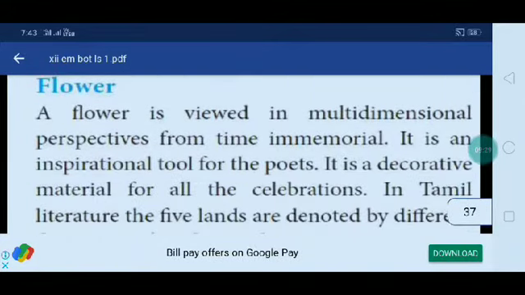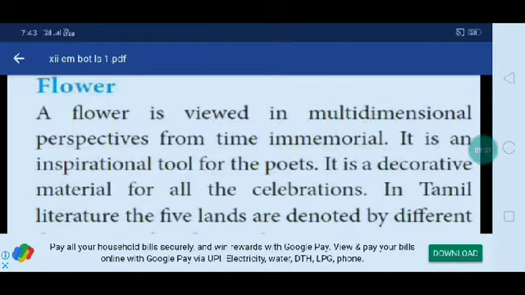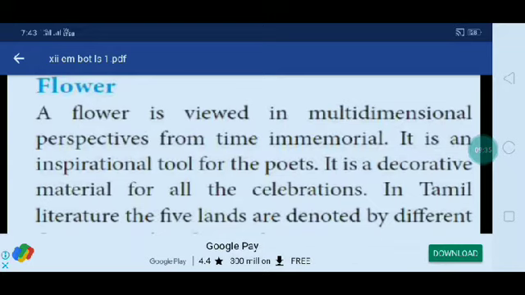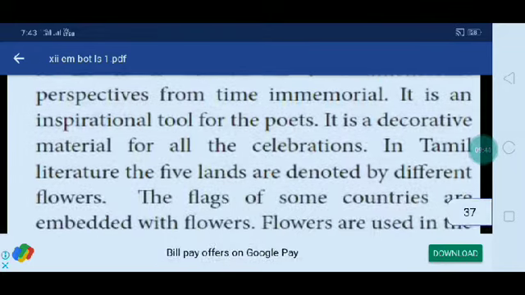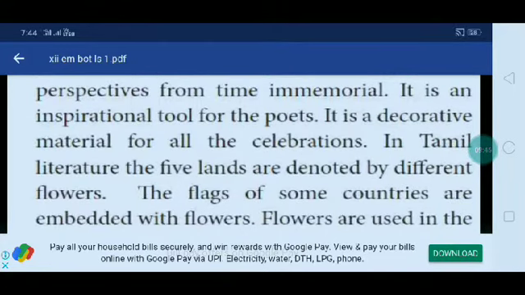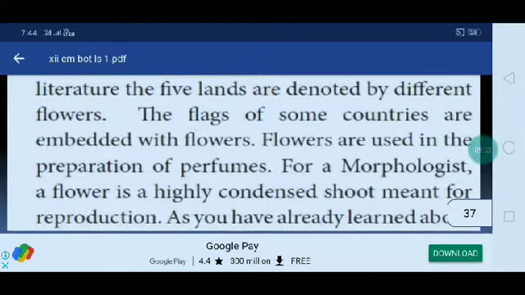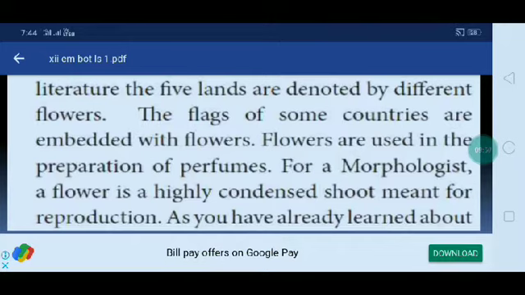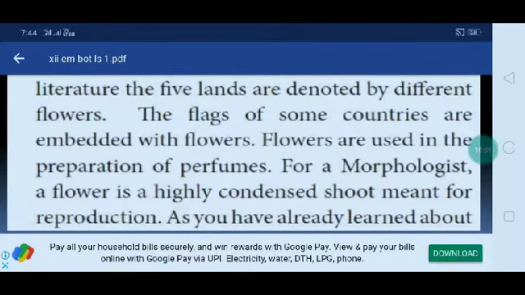Okay. Then there is the structure of flowers. A flower has been viewed in multi-dimensional perspective from time immemorial. It is an inspirational tool for poets. It is a decorative material for all celebrations. In Tamil literature, the five lands are denoted by different flowers. The flags of some countries are embroidered with flowers. Flowers are used in the preparation of perfumes. For a morphologist, a flower is a highly condensed shoot meant for reproduction.